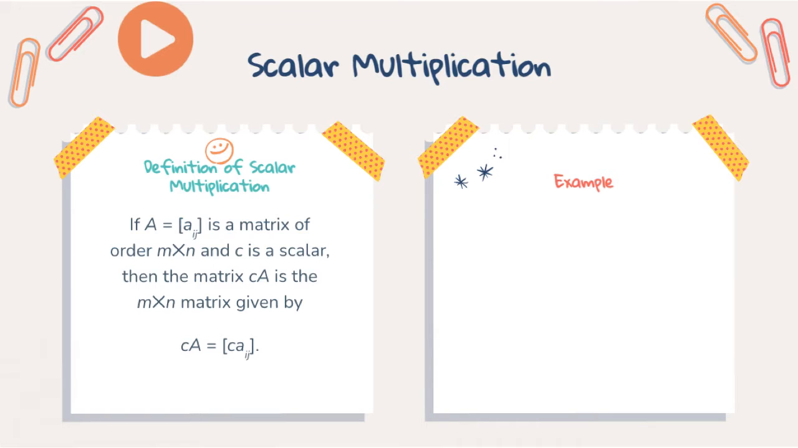So what this is really saying is that you need to distribute C, the scalar, to each element inside the matrix.